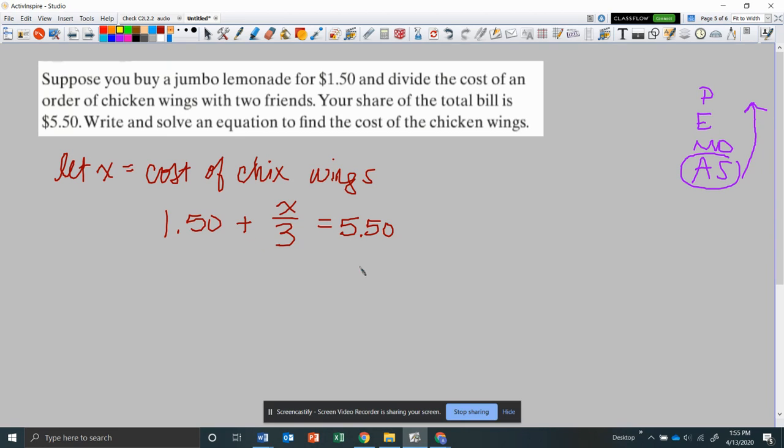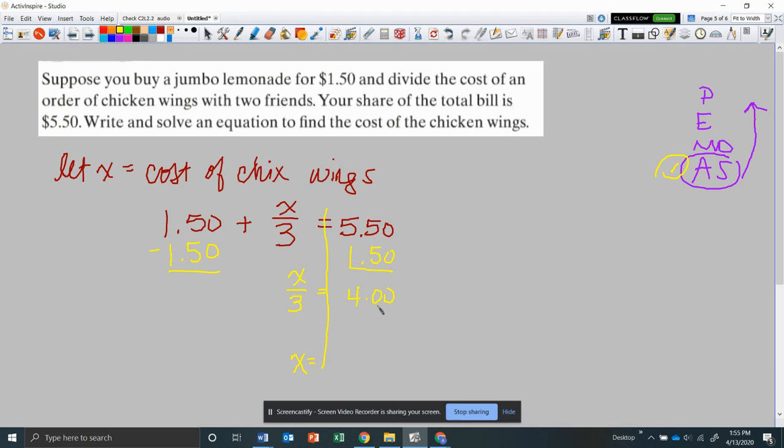Okay, so I want to draw my line. And remember, the whole goal is to get x by itself down here. So I'm not going to take care of the 3 because this is division. I want to take care of adding and subtracting as my first step. So I'm going to subtract $1.50 from both sides. And this equals $4.